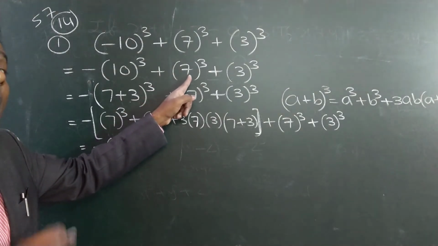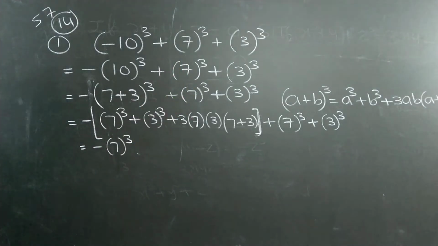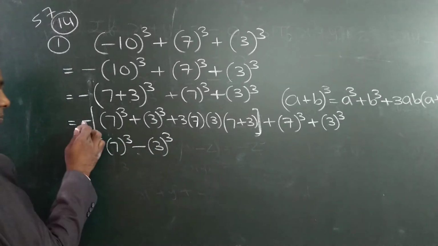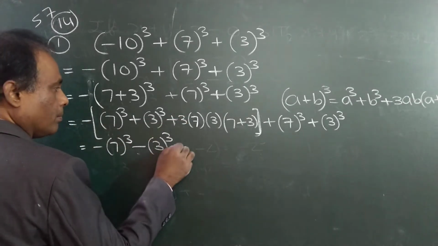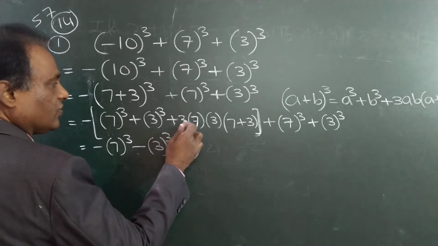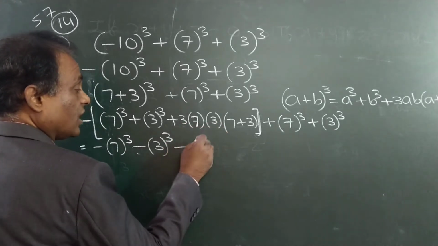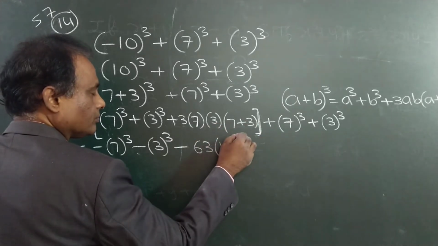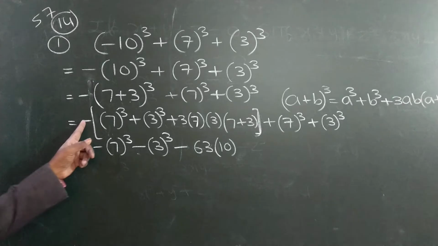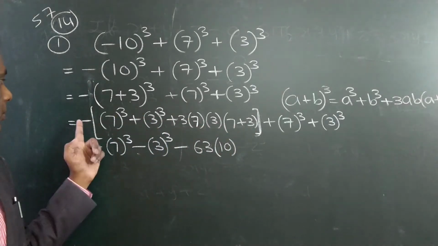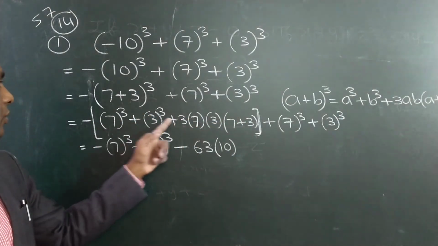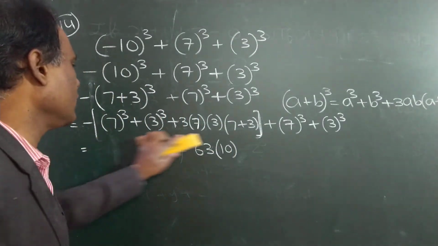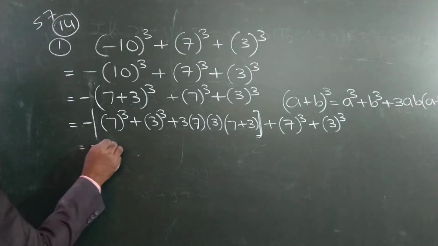7 can be written as 10 minus 3. Like that also you can use. Minus 7 cube, minus 3 cube, minus into plus, minus 3 sevens are 21, 3 threes are 63 into 3 plus 7, 10. So again, don't multiply minus for all. So minus into plus is minus. Or you can write one more step so that to avoid the confusion. See here, I will write one more step.